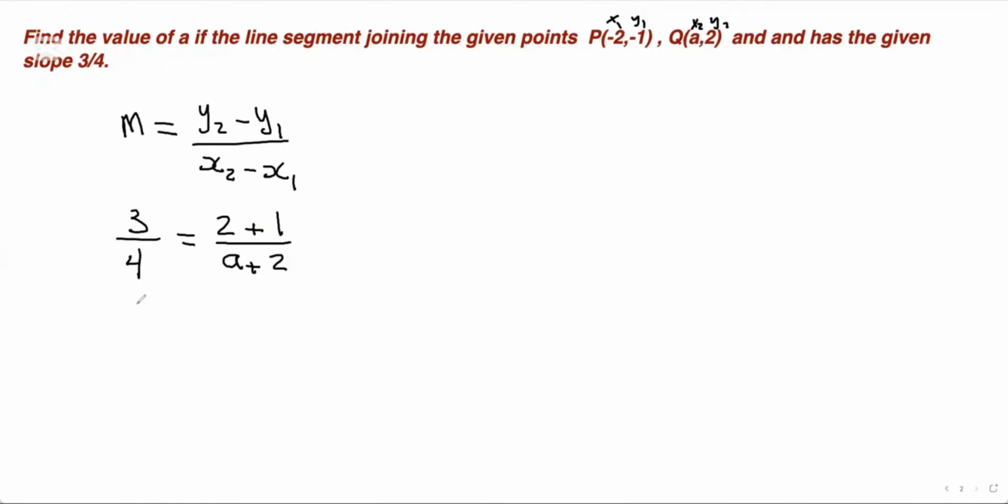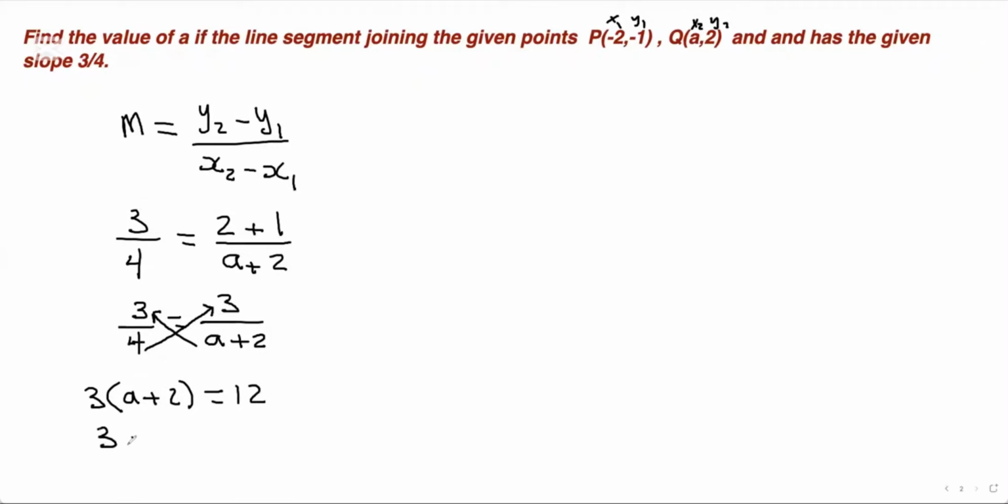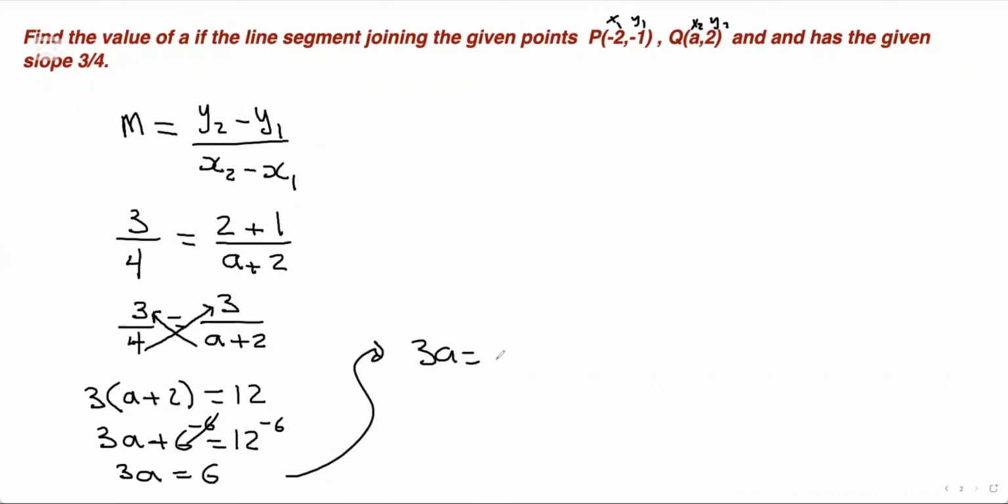And now we could solve for a by cross multiplying. Okay, but let's simplify first before we cross multiply. So 3/4 equals 3 over a plus 2. And at this stage, I'm going to cross multiply the 4 into the 3, and I'm going to cross multiply the a plus 2 into the 3. So it's going to look like 3 brackets a plus 2, and then my equal sign, and then 4 times 3 is 12. Now 3a plus 6 equals 12. Take away 6 from both sides, and that's going to give me 3a equals 6. And now 3a equals 6, and therefore a equals 2 because I'm dividing both sides by 3.